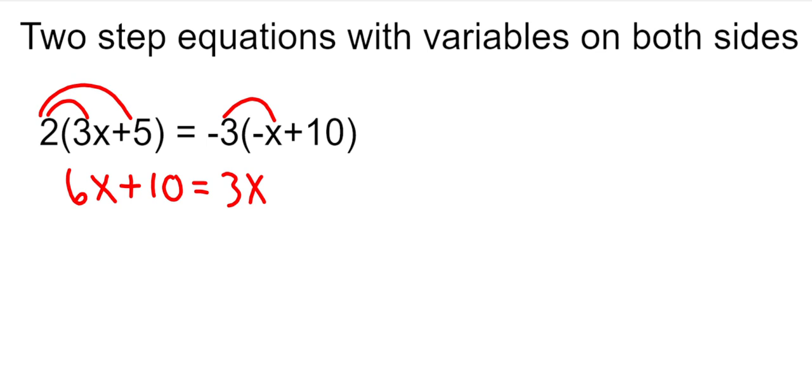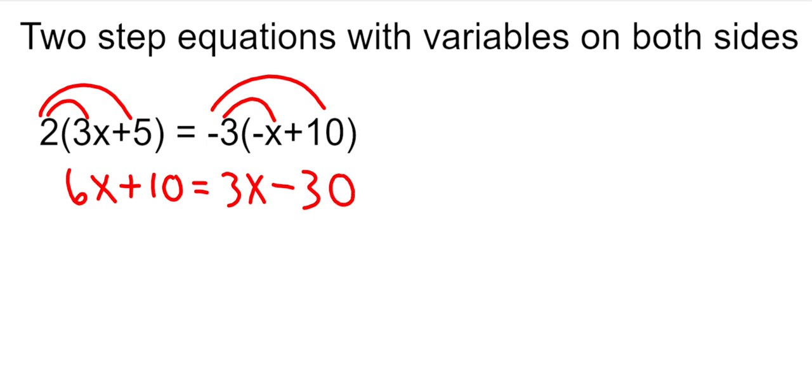Now we need to distribute to the other term as well. Right here, what is negative 3 times a positive 10? Well, now we have a negative times a positive. Anytime our signs are different, if we're multiplying or dividing, we're going to end up with a negative number. Negative 3 times positive 10 is going to create a negative 30.